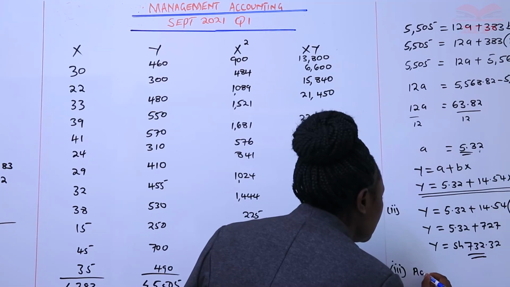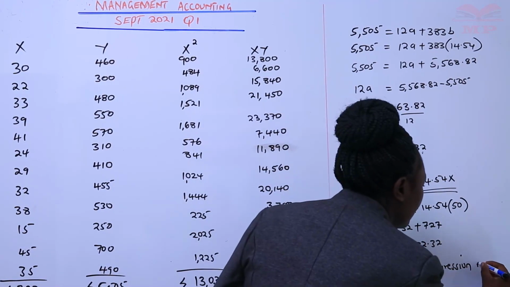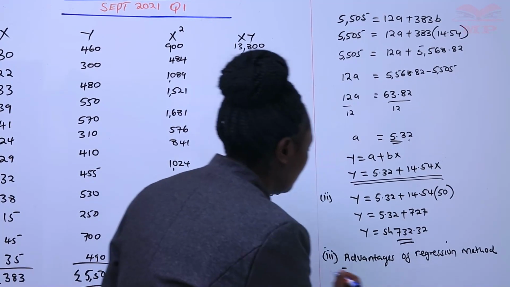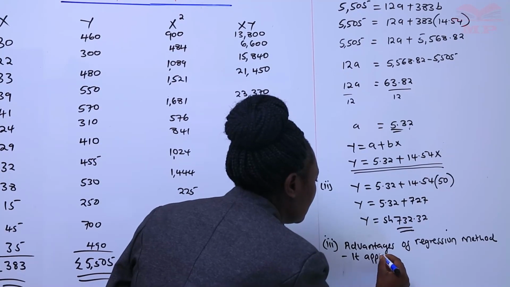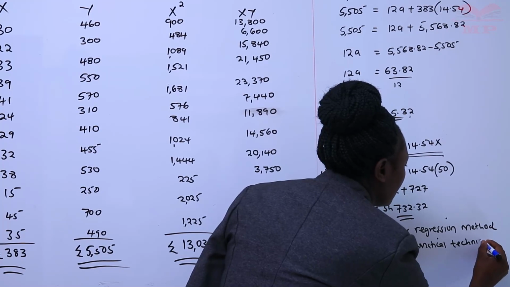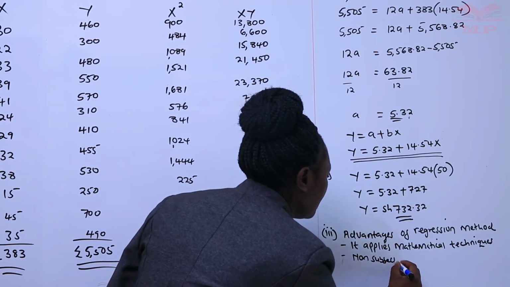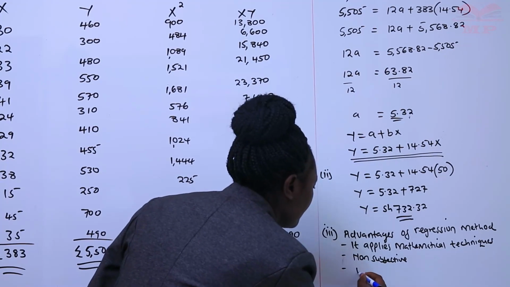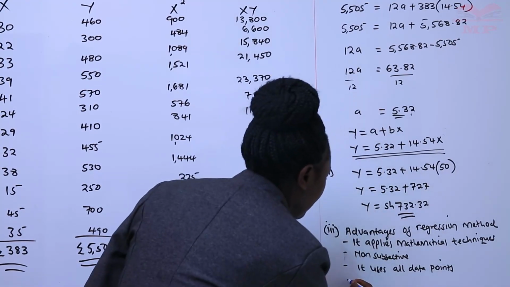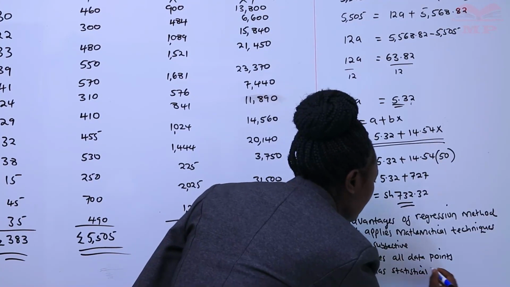So the advantages of regression method will include, number 1, it applies mathematical techniques. 2, it is non-subjective. 3, it uses all data points. And even 4, it has statistical vigor.